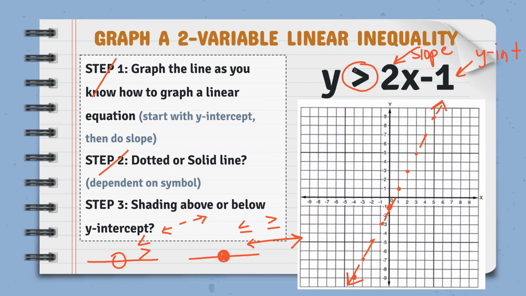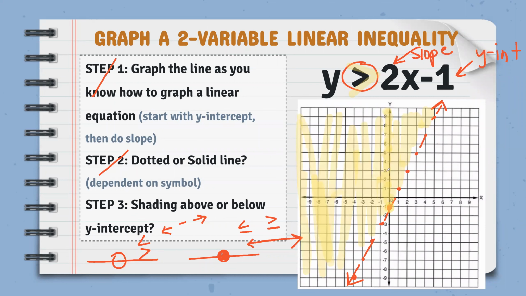Since y is greater than, you want to go to your y-intercept, which is right here, and you want to shade everywhere where it's greater than y equals -1. So you're going to shade all these y values, which means you shade this whole side of the graph. That is how you graph a two variable linear inequality.